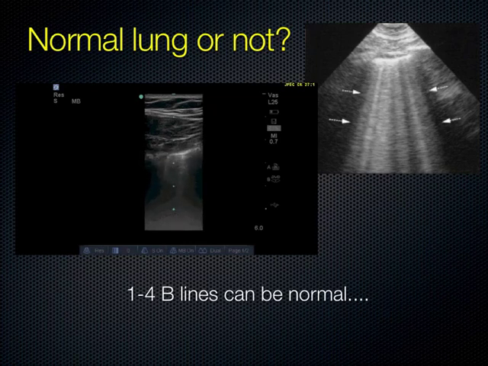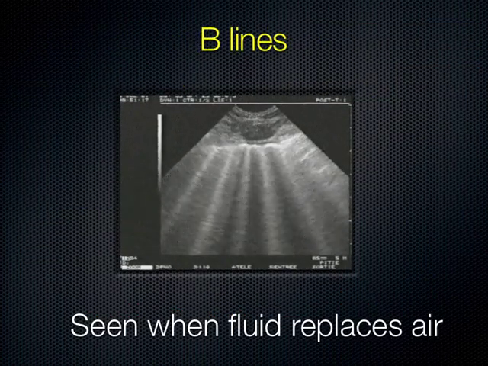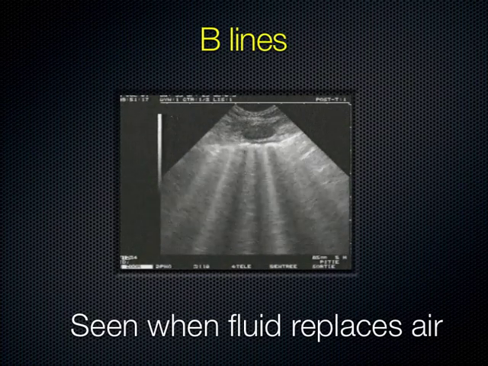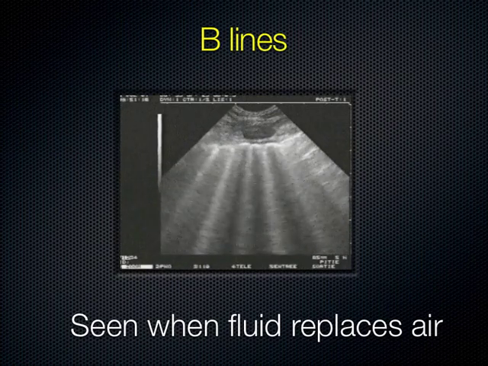And you remember that histology picture we just showed you with the thickened interlobular septi and the fluid in the alveoli. That fluid is next to the air in the lung and will create a reverberation, but the reverberation in that case is vertical. And I'll explain. The fluid is replacing the air. It looks like a light show. And you'll notice that there's multiple and they go all the way to the edge of the screen and the A lines have disappeared. Another example, these are finer B lines, and there's a physiology behind why these look a little bit different than the others, which I'll touch on.